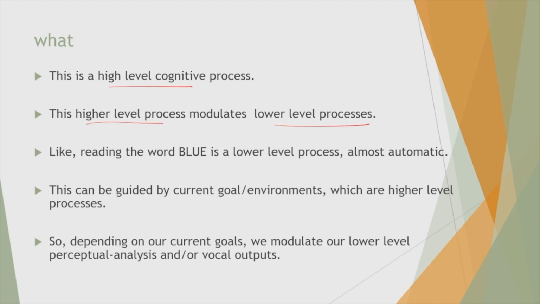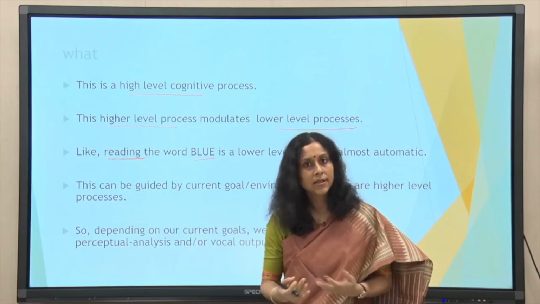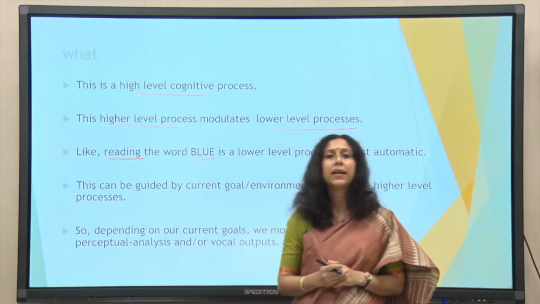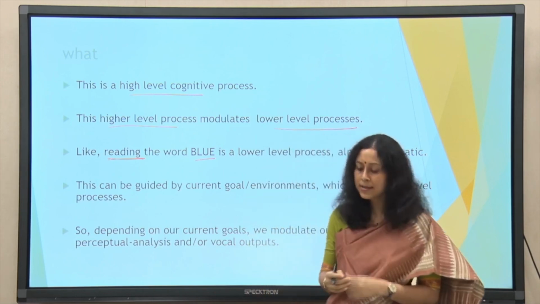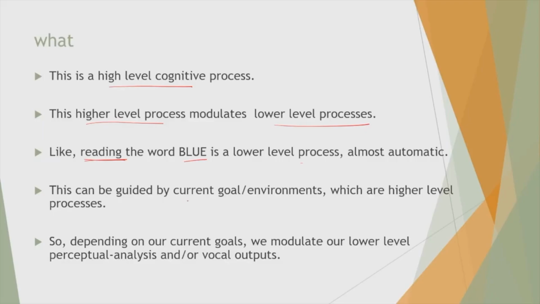For example, reading the word blue. As soon as you see the word blue, you read. It is an automatic process, and that is why it is also called a lower level process. This is almost automatic. Now, this process of reading can be guided by various other variables, let us call them. So, this can be guided by the goal. Are you supposed to read the word, or are you supposed to do something else? There are many other things like current goal, environment, and so on.